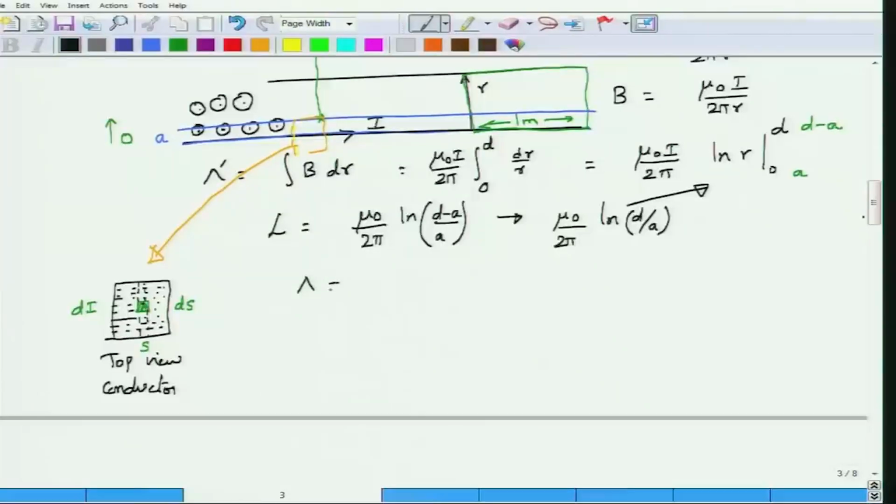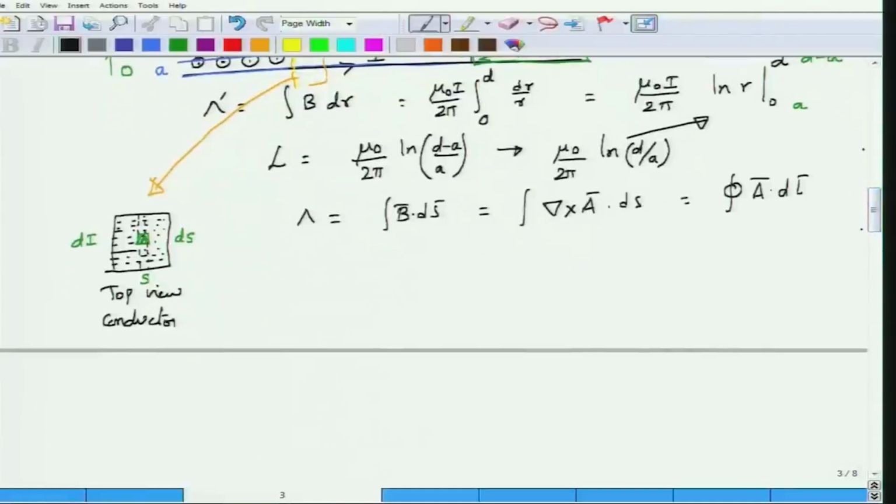Magnetic flux linkage was the integral of B dot ds, the magnetic flux integrated over ds. Now B can be related to A, the magnetic vector potential, and I can replace B with del cross A, and replace this del cross A dot ds, the surface integral, with a line integral over vector potential A. This is one of the places where vector potential is really helpful in calculations rather than the direct magnetic field itself. So this A dot dl is what I have.